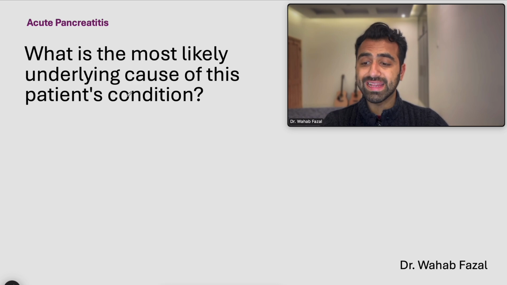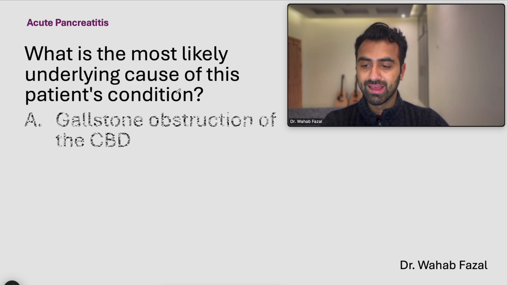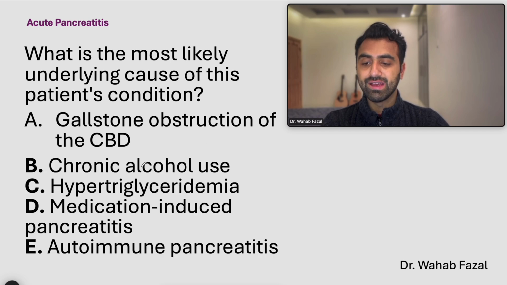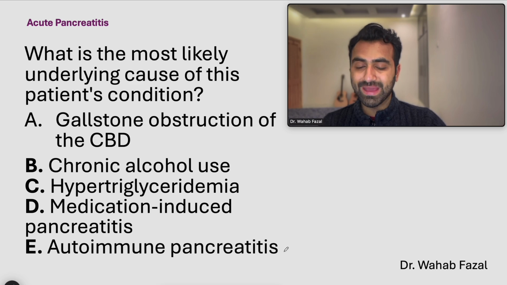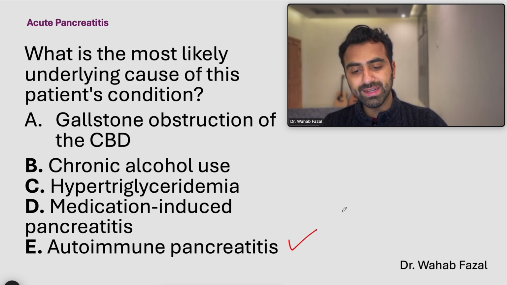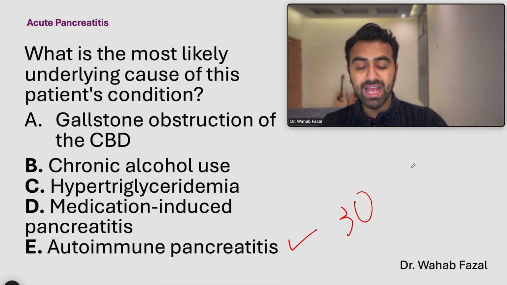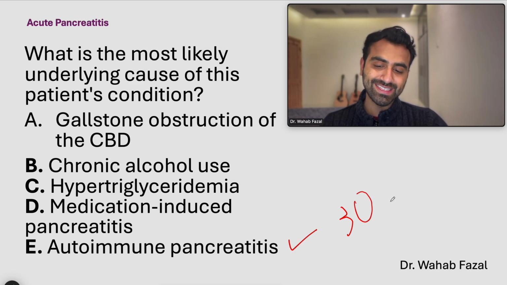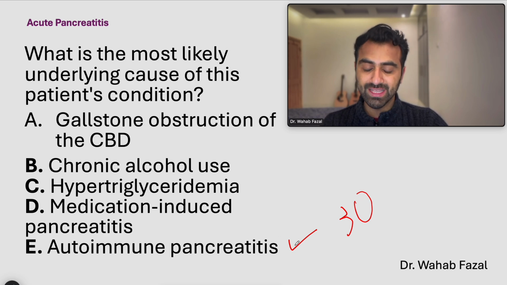What is the most likely cause of this patient's condition? Gallstone obstruction of the CBD, chronic alcohol use, hypertriglyceridemia, medication-induced pancreatitis, autoimmune pancreatitis. Now, we can look at each one of these causes. Autoimmune pancreatitis, whenever they give you someone with an autoimmune pancreatitis, they'll sometimes give you a 30-year-old female, and they will give you someone with a history of some sort of autoimmune disease, or they will tell you that their brother or their sister has some sort of autoimmune disease. So this is likely not autoimmune-induced pancreatitis.